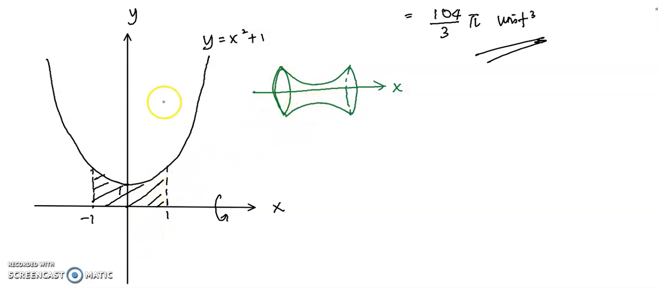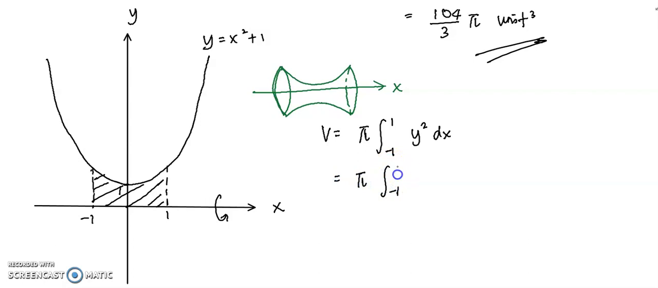You want to get this volume, so now we just use the same formula. Start from pi, integrate from the lower limit negative 1 to 1, which you take from the x-axis. And the curve which bounds this area is y equals x squared plus 1. So you need to put the y squared inside, then you integrate with respect to x.